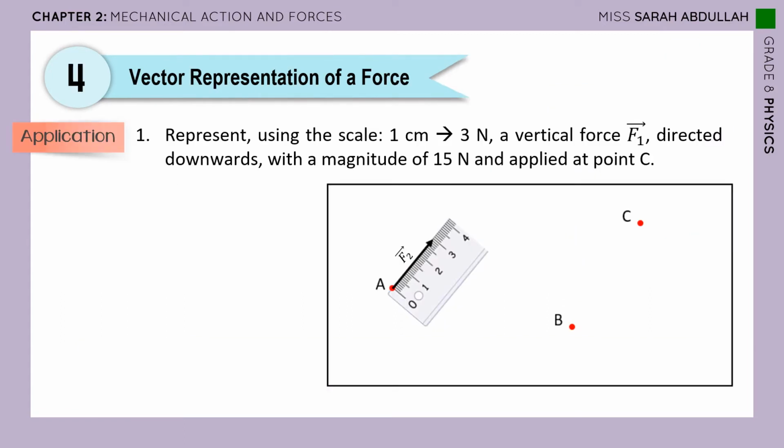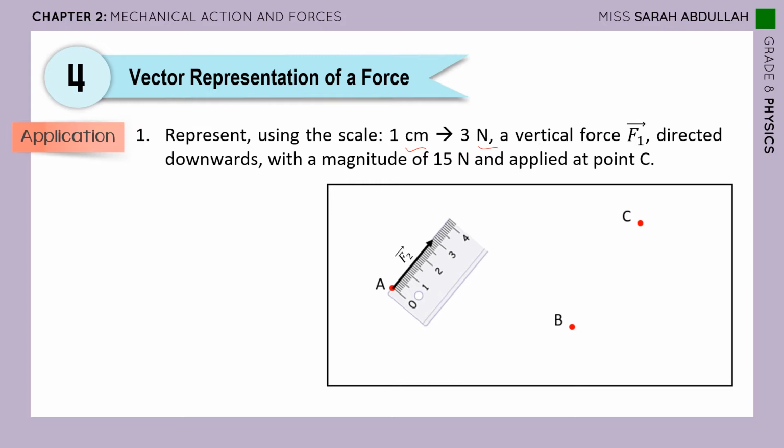Now that I know that a force is characterized by its point of application, line of action, direction, and magnitude, I am able to represent this force by a vector. So I am able to actually draw this force. Let's see. I will explain this part using an application. It says represent using the scale 1 centimeter gives 3 Newton. A vertical force F1 directed downwards with a magnitude of 15 newtons and applied at point C.